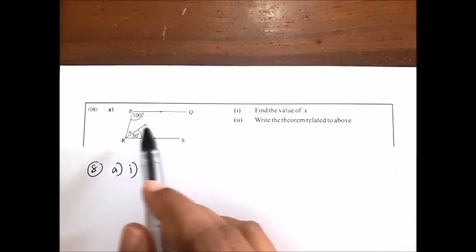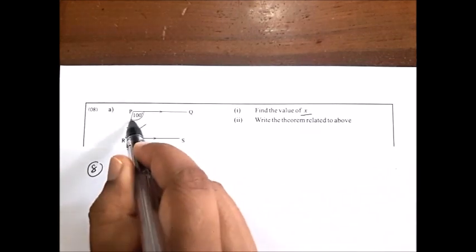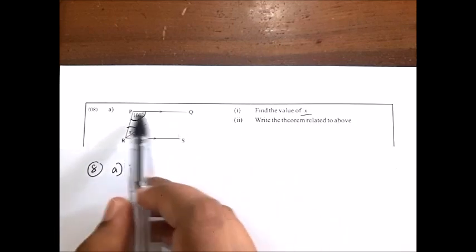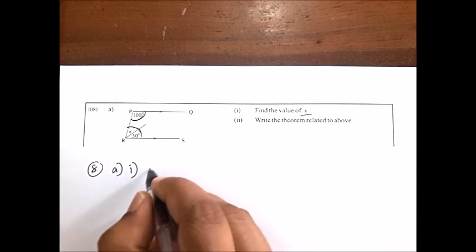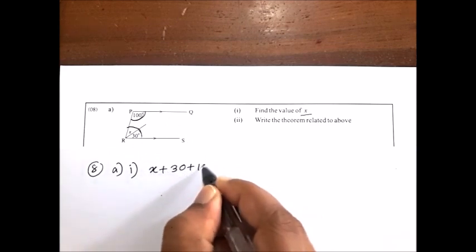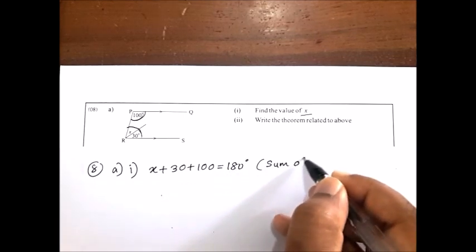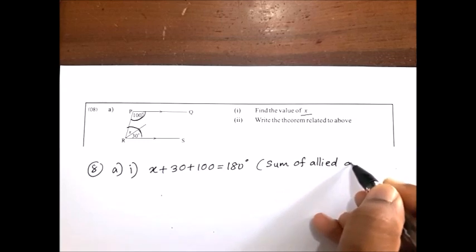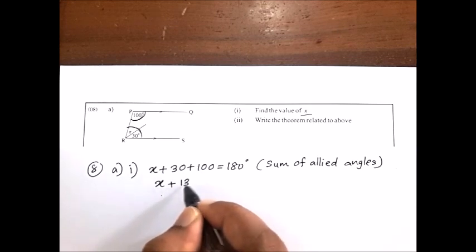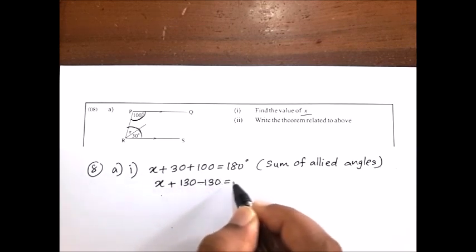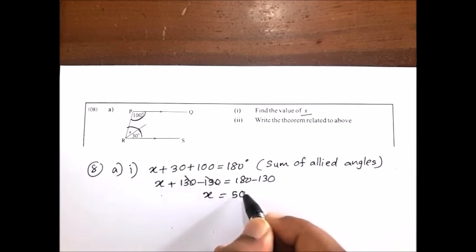Let's start 8th question, part A. Find the value of x. Here these two angles are allied angles. PQ and RS are parallel lines. Then the sum of a pair of allied angles equals 180. x plus 30 plus 100 equals 180. Reason is sum of allied angles. Then 30 plus 100, 130. Subtract 130 from both sides. These two cancel. x equals 50 degrees.